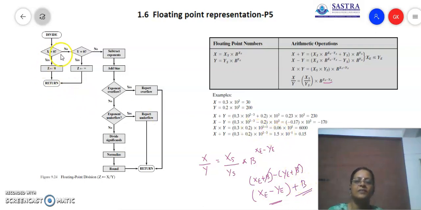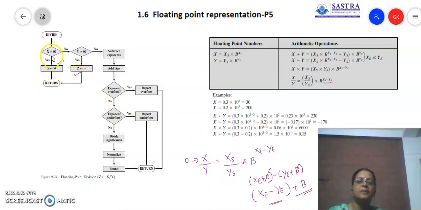Now we will just see the flow chart. Here I am trying to divide x by y. Suppose for example, if this x is 0, if I try to divide 0 by any number, the answer will be 0. So if x is 0, I will just declare that z is 0. And in case y is 0, if the denominator is 0, then it is going to be infinity. Dividing any number by 0 will end up in infinity, so z will be infinity.